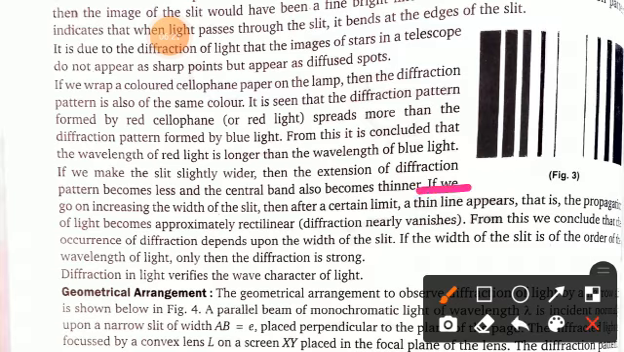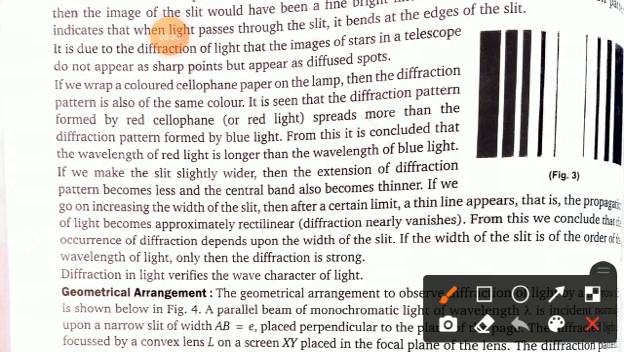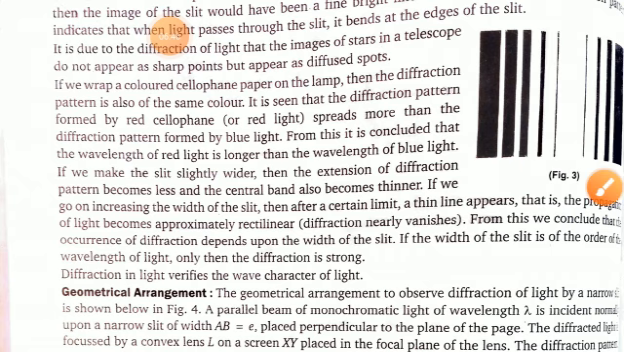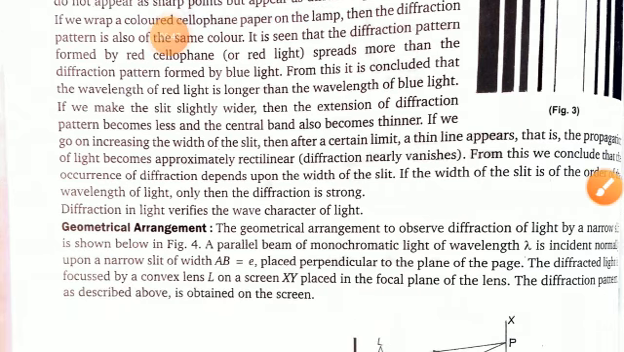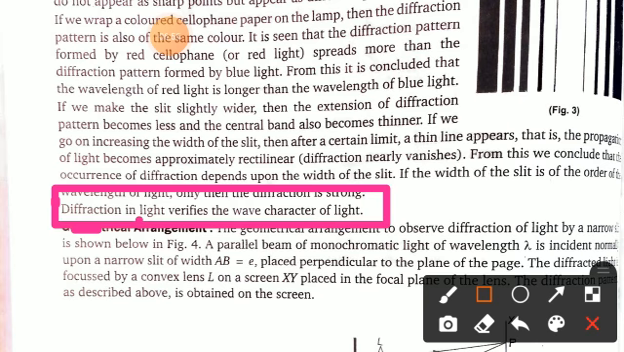So if we go on increasing the width of the slit, then after a certain limit a thin line appears, that is, the propagation of light becomes approximately rectilinear, that is, diffraction nearly vanishes. So from this we conclude that the occurrence of diffraction depends upon the width of the slit. If the width of the slit is of the order of the wavelength of light, then only the diffraction is strong. Clear? So diffraction of light verifies the wave character of light. This is the important one. This is written here: diffraction of light verifies the wave character of light.